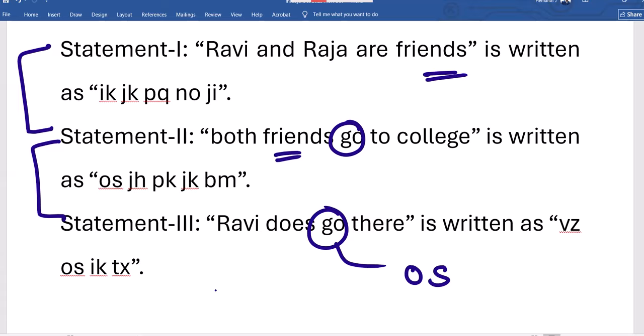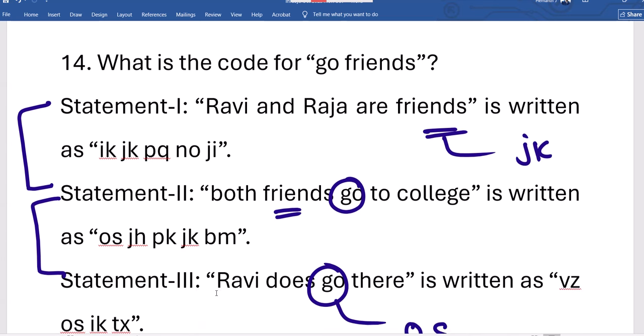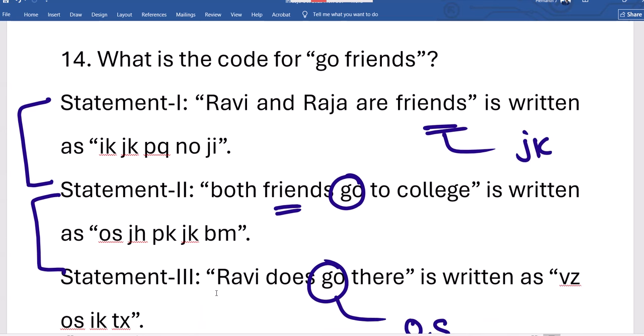From these two, friends is common. Friends is nothing but J, K. But now the question is, if they ask separately, what is the code for go, comma friends? Go separate, friends separate, we know. But combined, which word should be written first, we don't know actually.